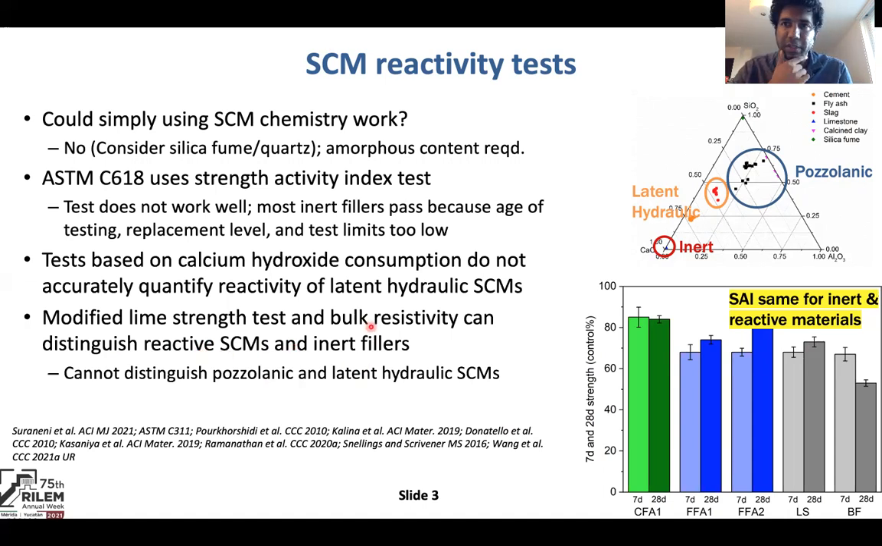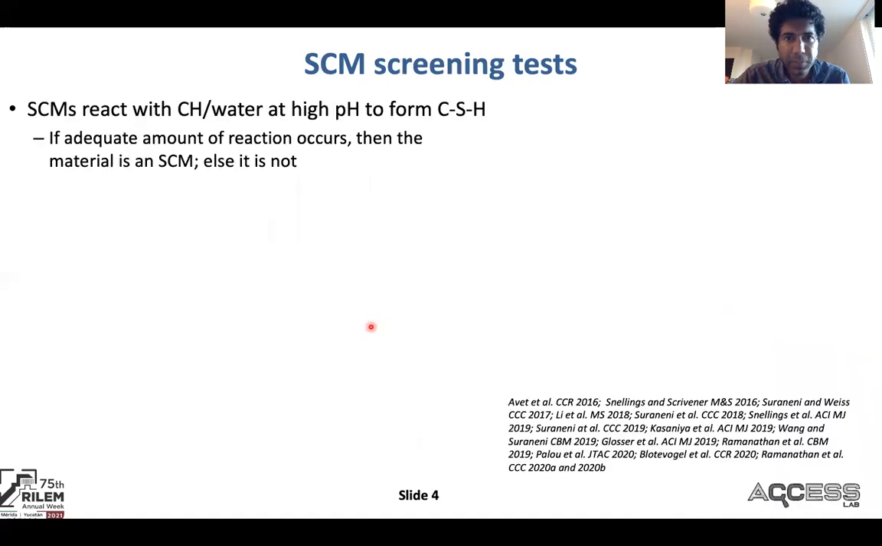The bulk resistivity is something that we've done a lot of work on. We've shown that especially using bulk resistivity at higher replacements and higher temperatures is very promising in differentiating inert and reactive SCMs. But also the bulk resistivity has a lot of predictive power in screening for durability. We have shown this for ASR and calcium oxychloride, but I'm not going to go into full details because of a lack of time here.